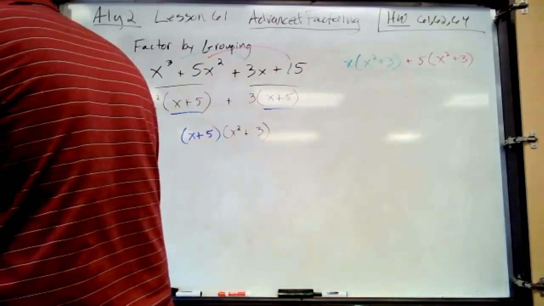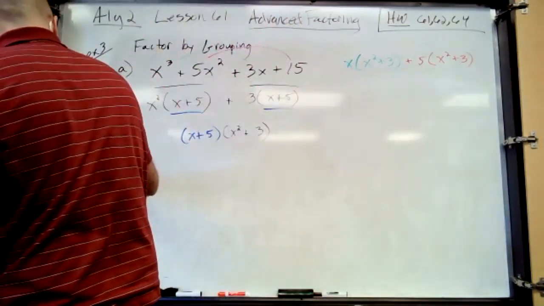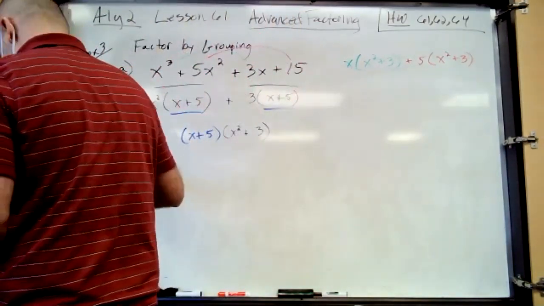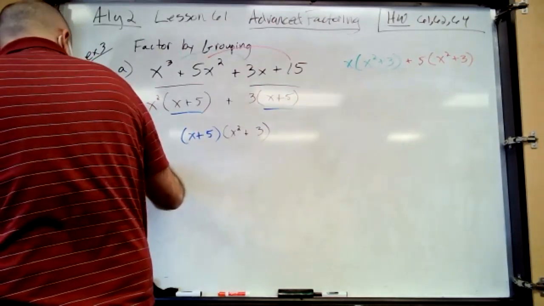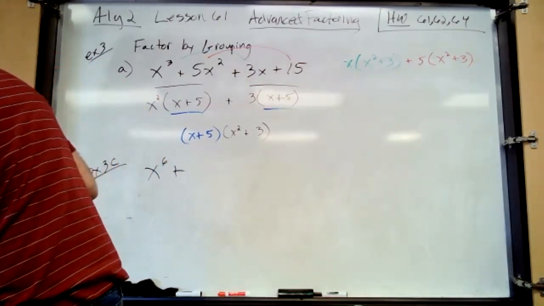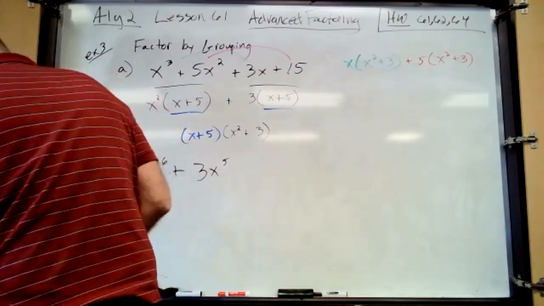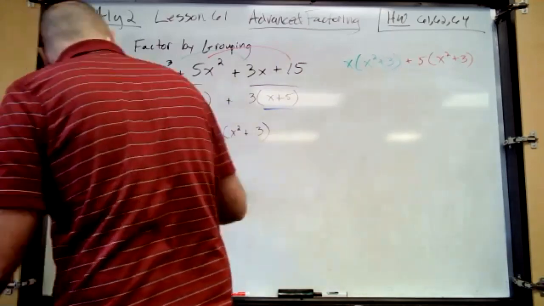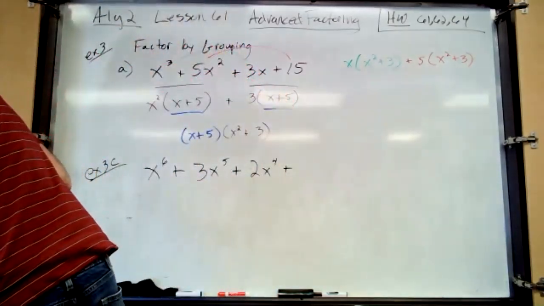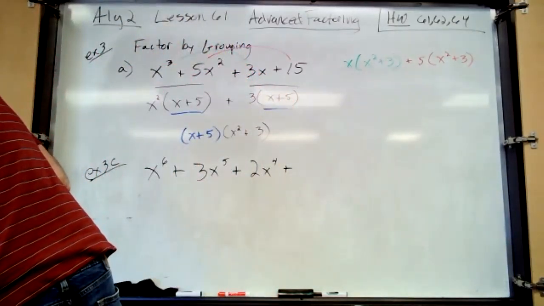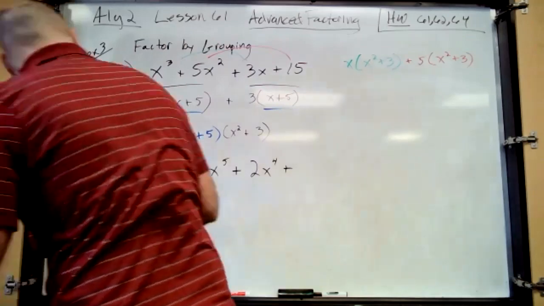All right, let's get crazy with that one. Let's do example 3C. Here's what 3C looks like. X to the 6th plus 3x to the 5th plus 2x to the 4th plus x squared plus 3x plus 2.